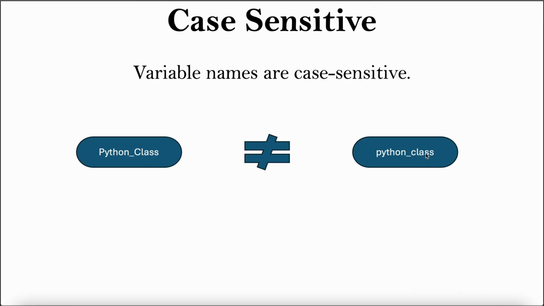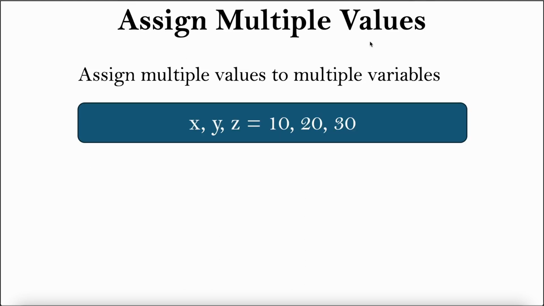If you look, everything is same, but what we are doing is making P capital here, P small here, and in this case C is capital, but in this case C is small. That's what we are doing. We are not doing any additional things here. Now we will see how we can assign multiple values.